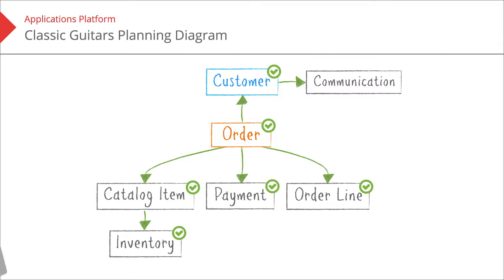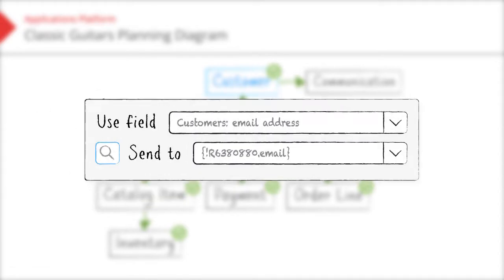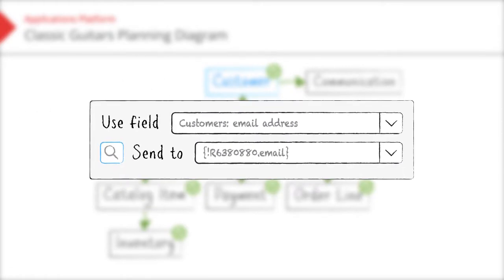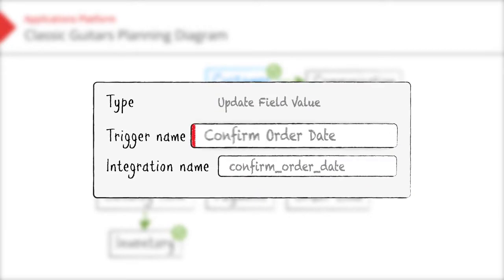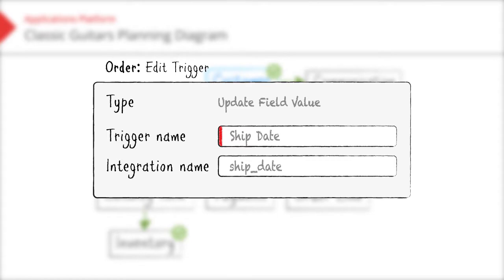In the previous video, we added an email template, enabled workflow, and created a send mail trigger on the order object. In this video, we will add confirm order date and ship date triggers to the order object.